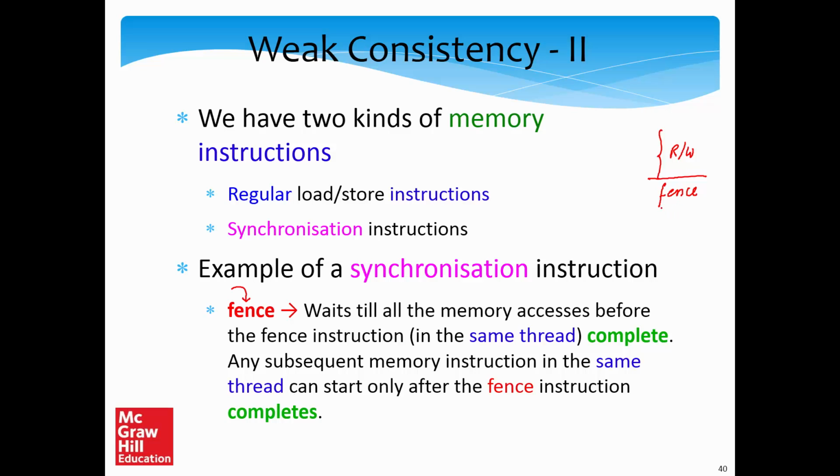And any subsequent instruction in the same thread, read or write, can start only after the fence instruction completes. So it is an execution fence in the sense that the fence will not start till all the instructions before it have completed, and no other instruction after the fence can start before the fence instruction has ended. So this basically ensures complete separation of the lifetimes of memory requests before and after the fence. So they are absolutely disjoint.